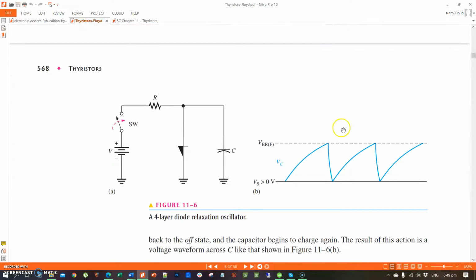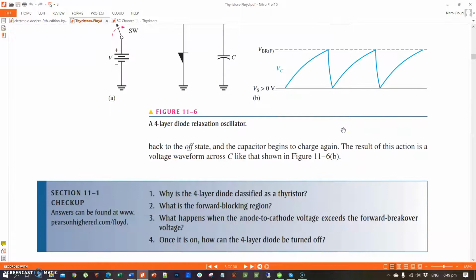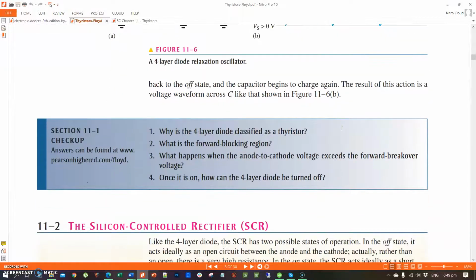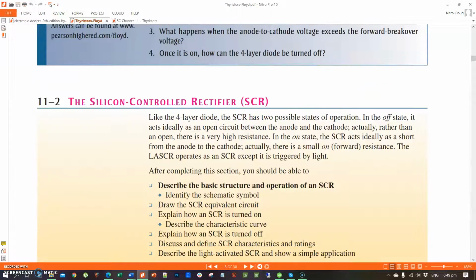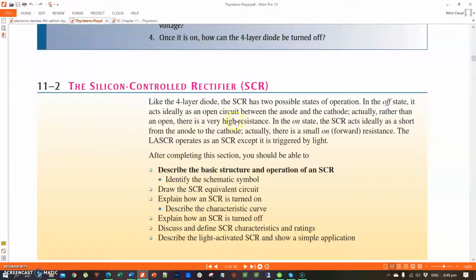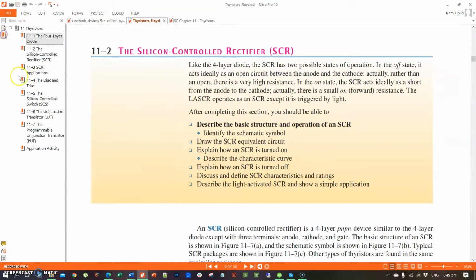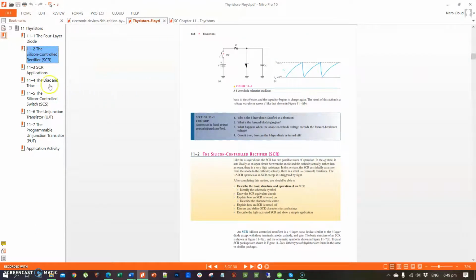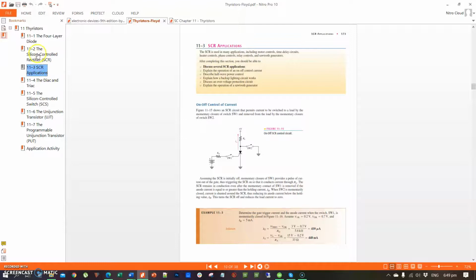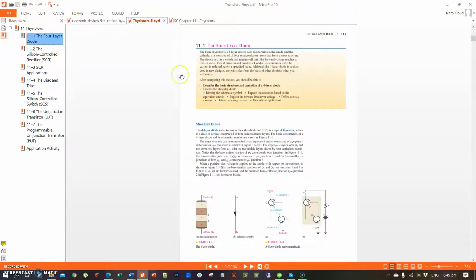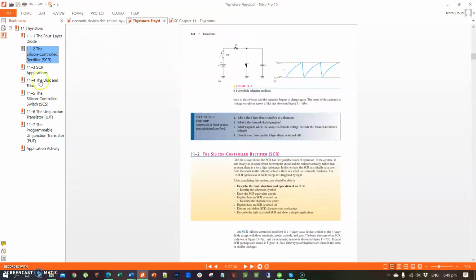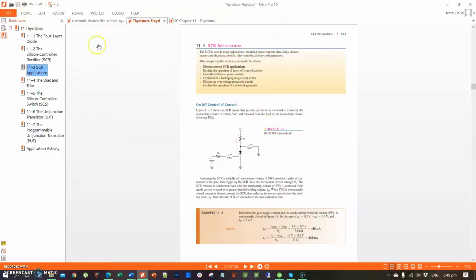So we have here applications of thyristors or the four-layer diode. The next we have the silicon controlled rectifier. What you are going to read first is 11-1 to 11-3. 11-1 is about the four-layer diode, 11-2 is about the SCR, then 11-3 is the applications of the SCR.